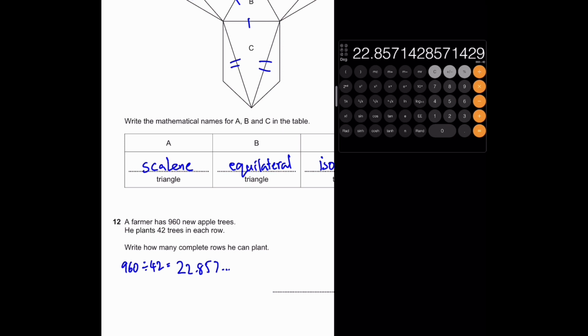So now we can see we have a whole number part and a decimal part. Because there's a decimal part, we know there's a remainder. But we need to neglect this remainder because we only want how many complete rows. That's what the question asked us to give. Complete rows means excluding the remainder. Therefore, we can say 22 rows. That's the answer.